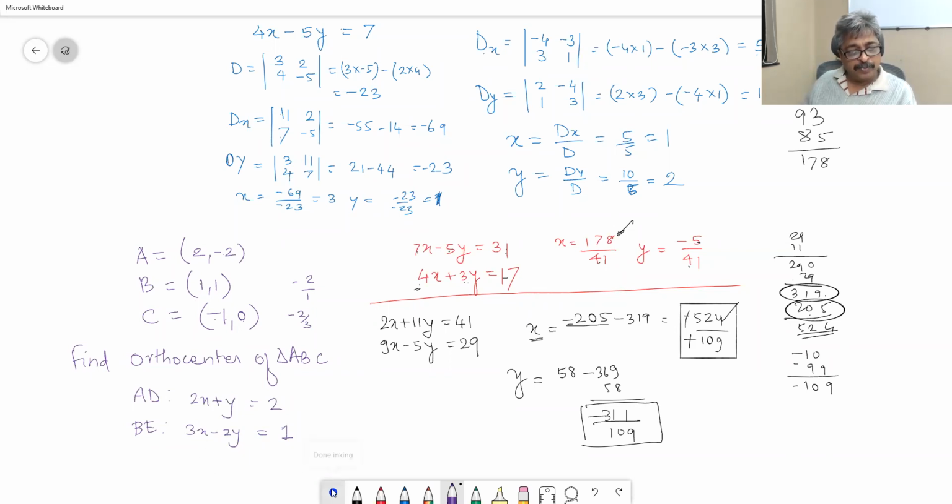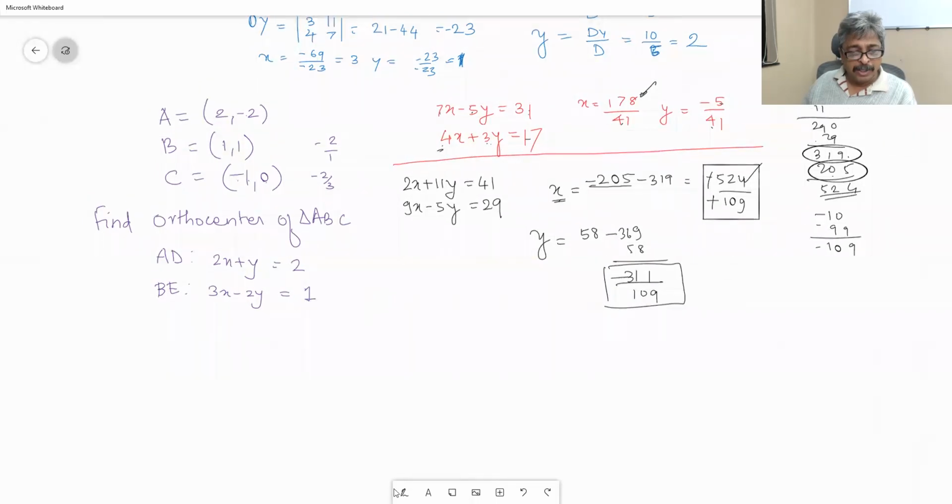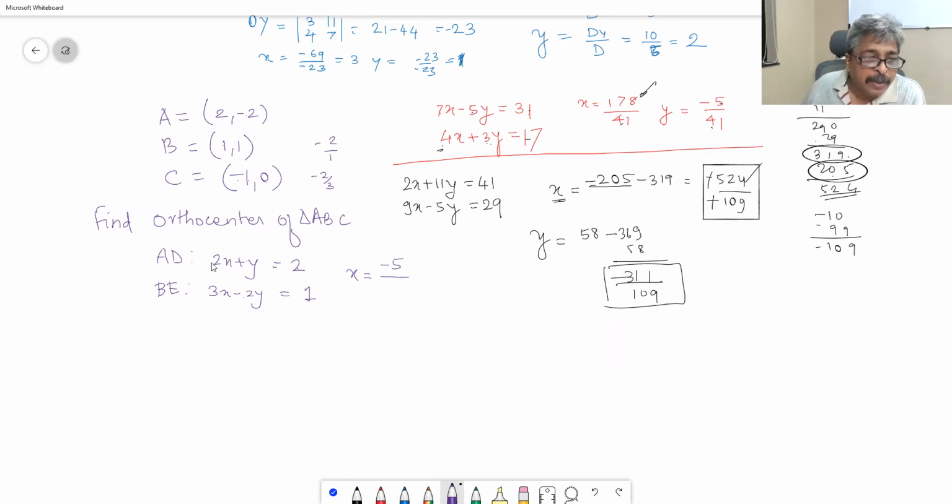And therefore, if altitudes are available, the point of intersection is going to be the orthocenter. Coordinate of the orthocenter: x is equal to minus 4 minus 1 minus 5 divided by minus 4 minus 3, minus 7. Y coordinate: 2 minus 6, minus 4. It takes so little time. Therefore, the answer is 5 by 7, 4 by 7.